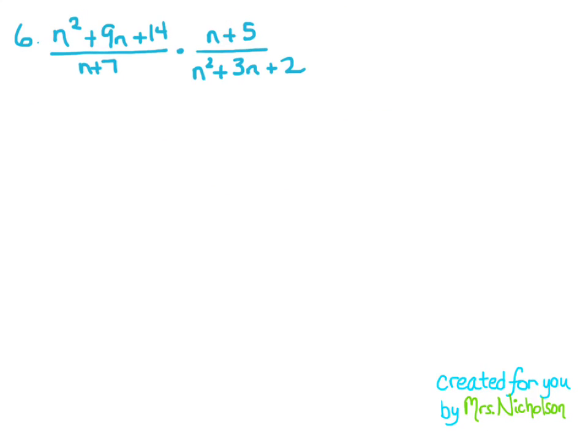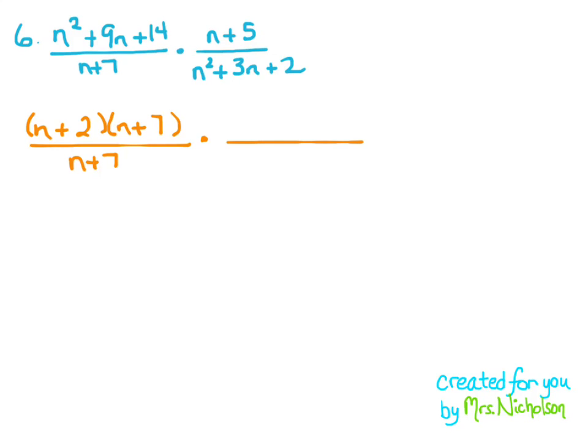In number 6, I've got two rational expressions and they're being multiplied. Again, though, first thing I want to do is factor. So I'm going to start with n squared plus 9n plus 14. N and n, and let's see, 14 would be 2 times 7, and I need them both to be positive. And then in my denominator there, I just have n plus 7. There's nothing I can do to simplify that.